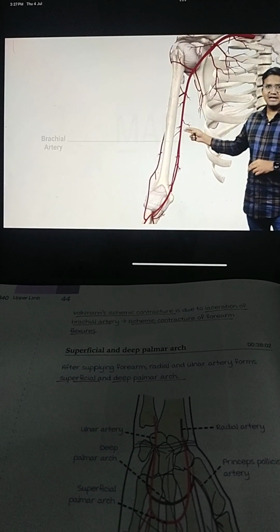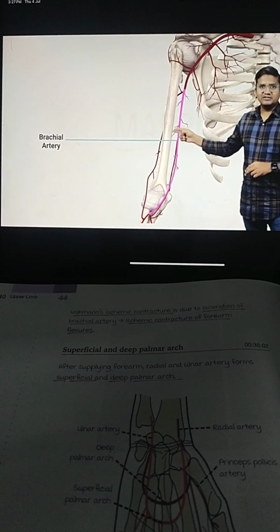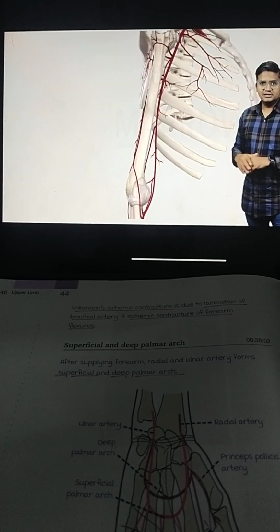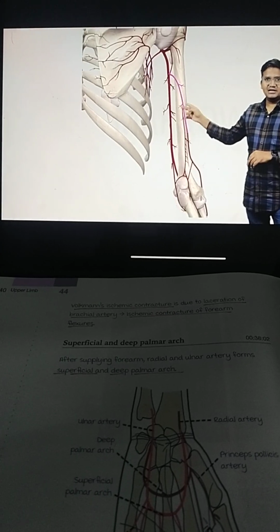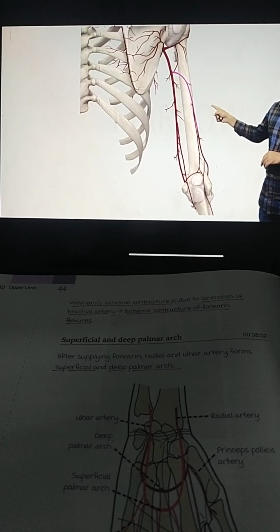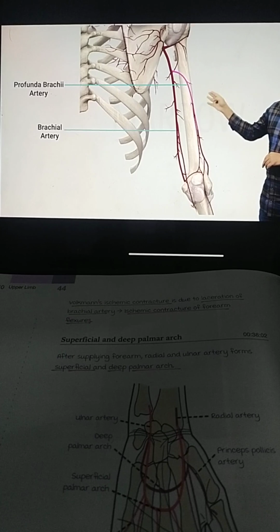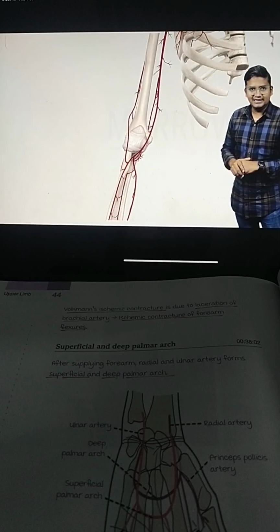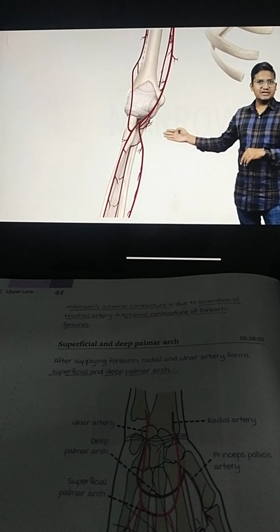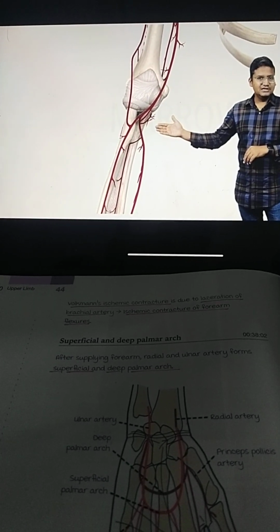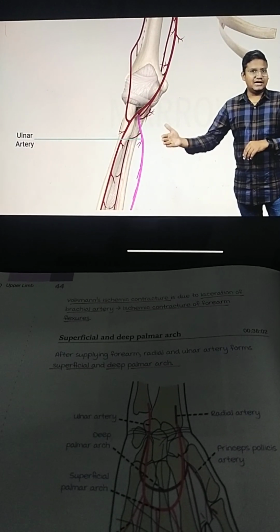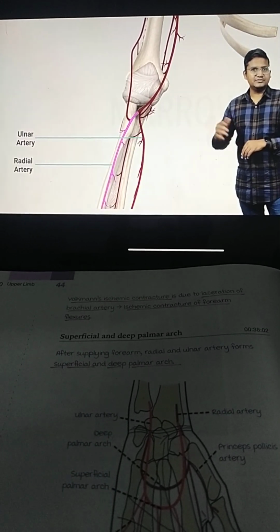So now we are seeing the brachial artery here. The brachial artery extends from the lower border of the teres major muscle up to the neck of the radius. Here the brachial artery gives one branch that is very deep in the arm, called the profunda brachii artery. Profunda brachii is a branch of our brachial artery. Now below the neck of radius, can you see here? The brachial artery divides into the ulnar artery and another branch, our radial artery. So two branches we are seeing, radial artery and ulnar artery.